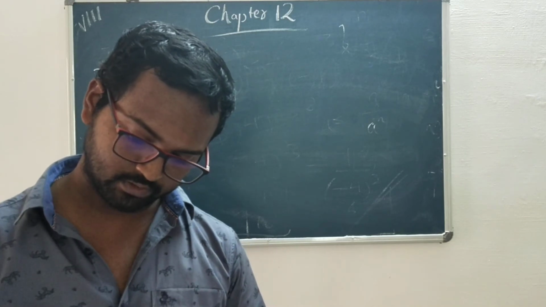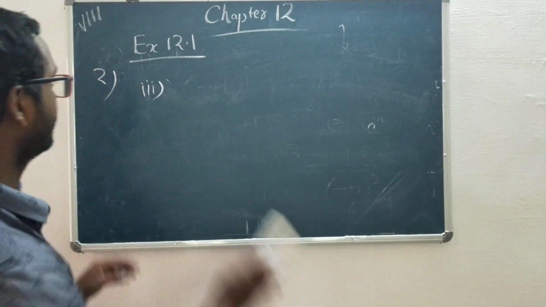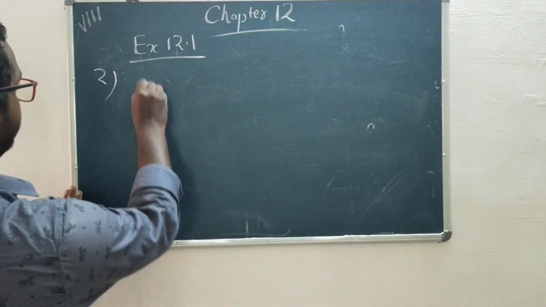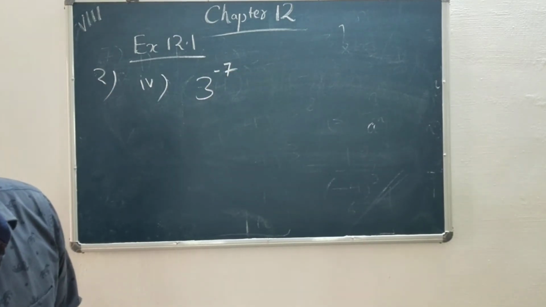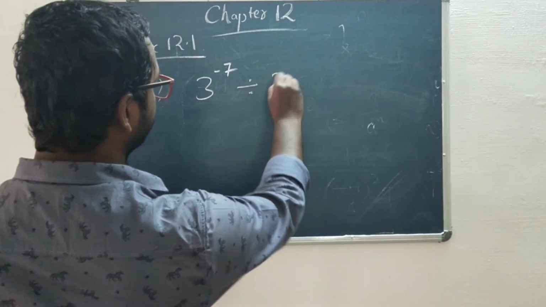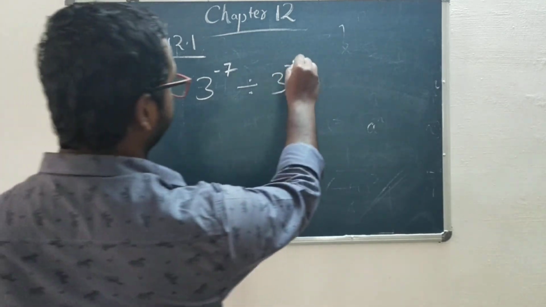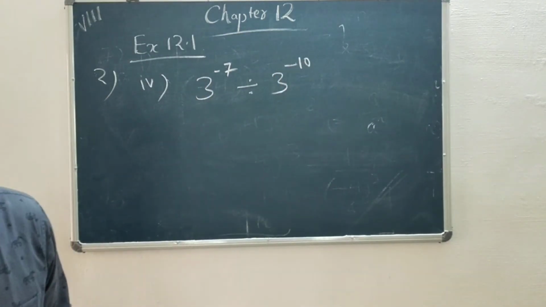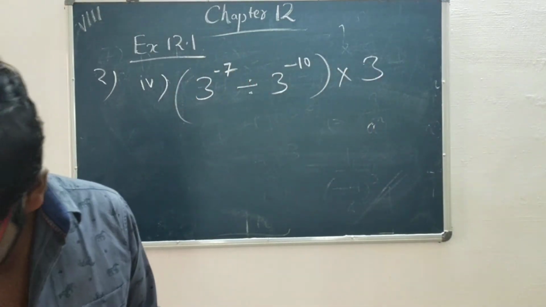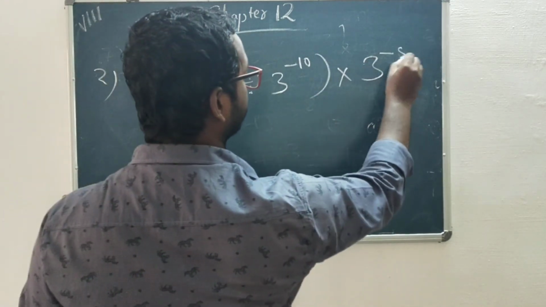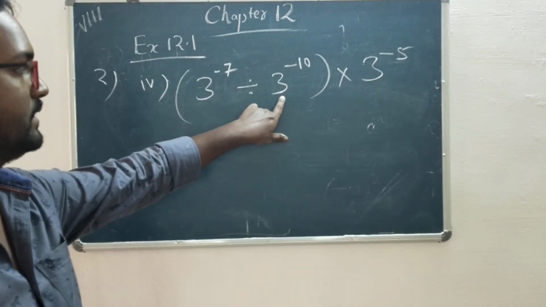I am going to do the fourth one, which is 3 power minus 7 divided by 3 power minus 10, whole multiplied by 3 power minus 5. Okay, now let's look here. Base 3, base 3, division.